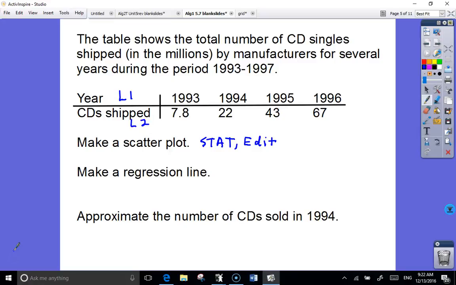But you don't have to look at the data for this one because it told you to use a line. So we don't have a decision to make by looking at the data. Once you've got the data in, how do you make the equation of the line? Stat, arrow over to calc, 4, and then you're going to hit enter a whole bunch of times.